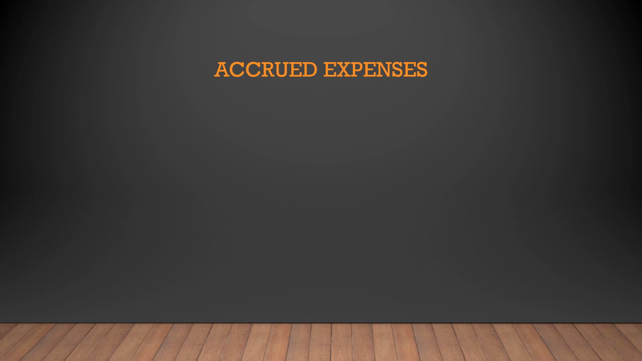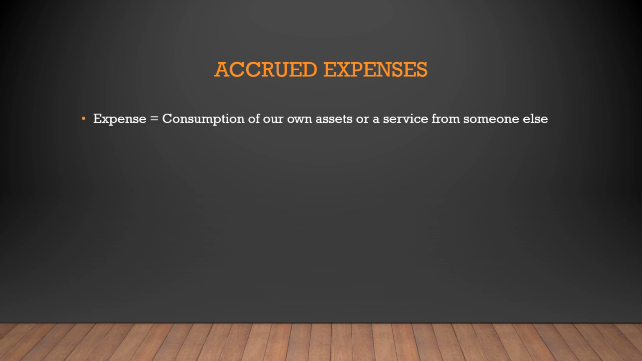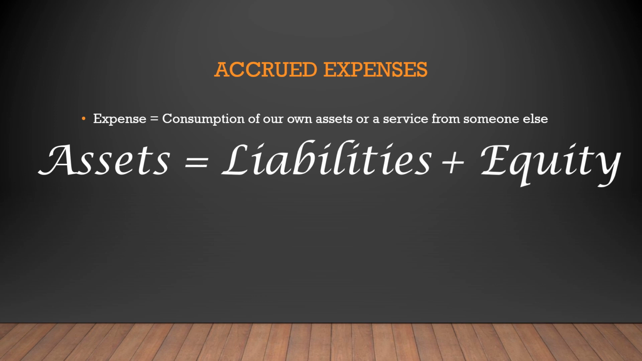Our next adjusting entry is accrued expenses. If the prepaid expense adjustment scared you, don't worry, this one is easy. All you need to remember is what an expense is. Whenever we consume one of our own assets or utilize a service from someone else, we record an expense. You can think of purchasing a service from someone else as a consumption of our cash asset. The expense decreases our equity, and our cash payment for that service decreases our assets.